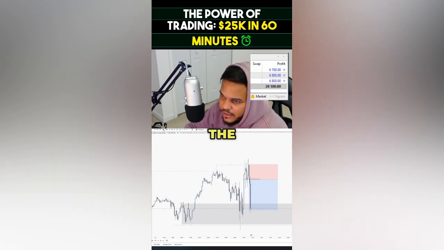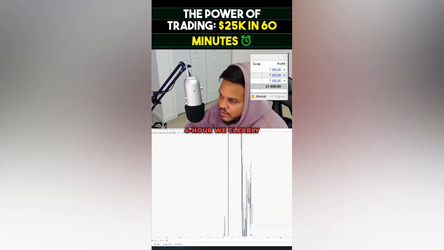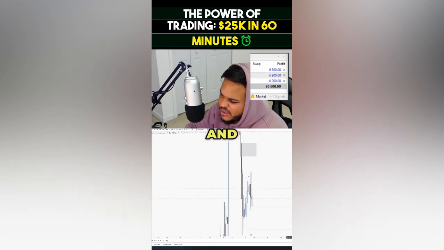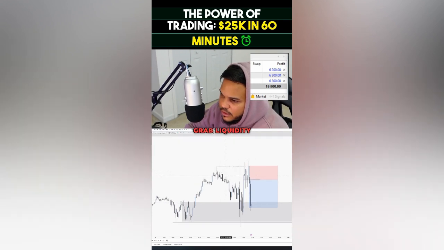And the reasons behind the sale are pretty simple. If you go to the 4 hour, we're clearly bearish here, creating lower lows and lower highs. And what I did is, like I always do, I wait for the market to grab liquidity. You guys can see before the opening, we have a lower high, lower low structure here.